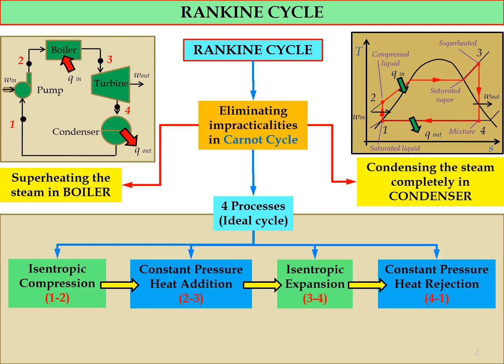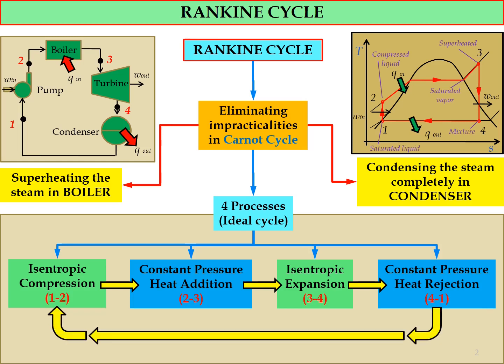Process number 4, the last one, we call the process constant pressure heat rejection. During the process, the pressure is constant, where P4 equals P1, and state number 4 and state number 1 are located on the same constant pressure line. During the process, we have the heat rejection process in the condenser, represented by Q out. The condition for state number 4 is saturated mixture, and state number 1 is saturated liquid. So now we have the complete cycle for the Rankine cycle.